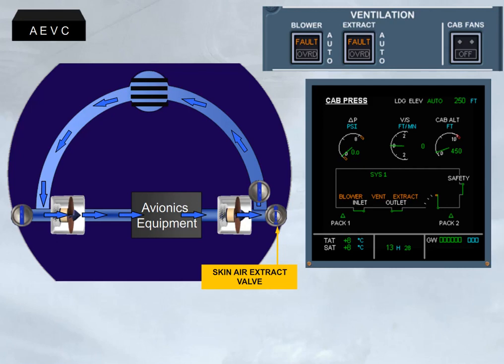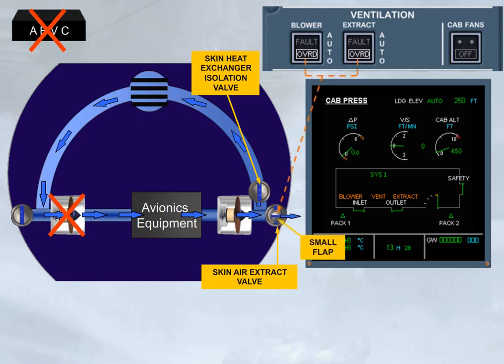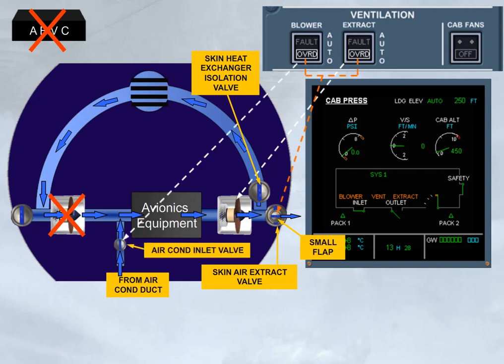On ground, in case of AEVC failure, both fault lights come on. Setting both push-button switches to override allows the ventilation system to be reconfigured by keeping the skin exchanger isolation valve open, by opening the small flap of the closed skin air extract valve, by transferring the control of the extract fan to the push-button switch, and by adding air from the air conditioning duct through an air conditioning inlet valve. Note, as the control of the skin air inlet valve is lost, its position will be the one before the fault occurs.